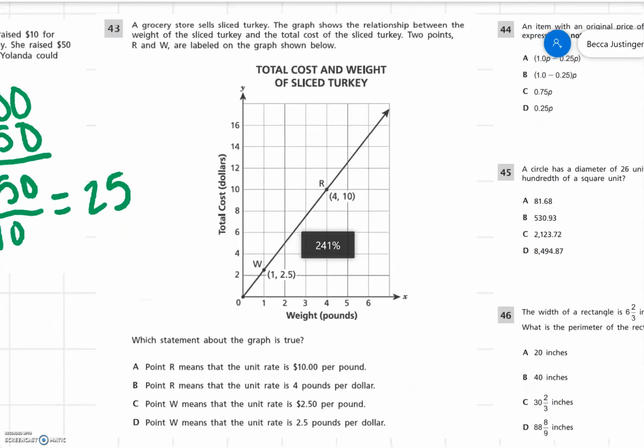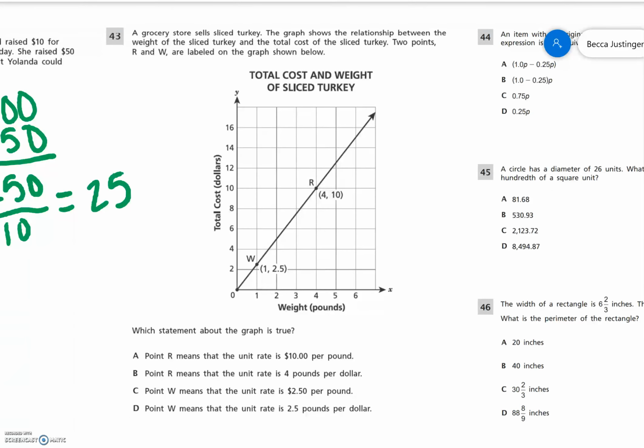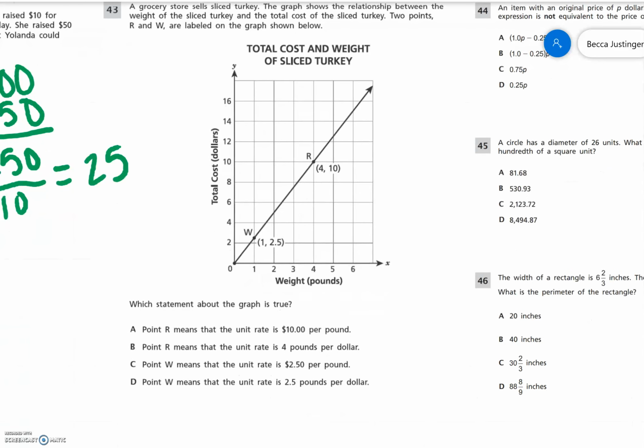43. A grocery store sells sliced turkey. The graph shows the relationship between the weight of the sliced turkey and the total cost of sliced turkey. 2 points R and W are labeled on the graph shown. Which statement about the graph is true? Point R means that the unit rate is $10 per pound. Well, no. R means that it's $10 for 4 pounds. Point R means that the unit rate is 4 pounds per dollar. No. Point W means that the unit rate is $2.50 per pound. That is true. Point W means that the unit rate is 2.5 pounds per dollar. That is not true.